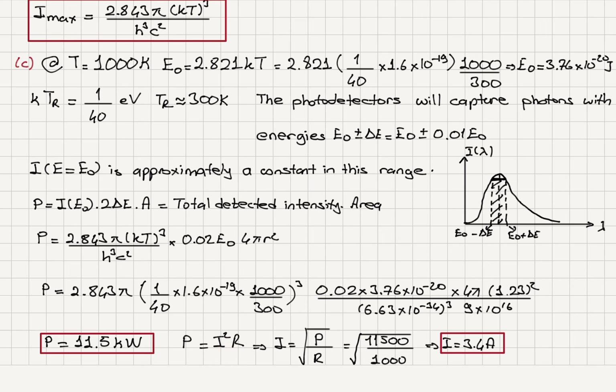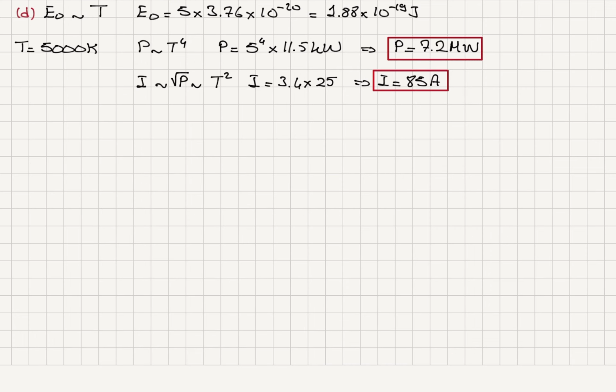And if we change the temperature, E0 will be increasing linearly with temperature. Power will be increasing as kT cubed coming from this maximum intensity and a kT factor coming from E0, so T to the fourth power. And the current will be scaling as T squared because it's the square root of P over R. So we can calculate the new values of maximum intensity energy, the power delivered, and the current that flows.